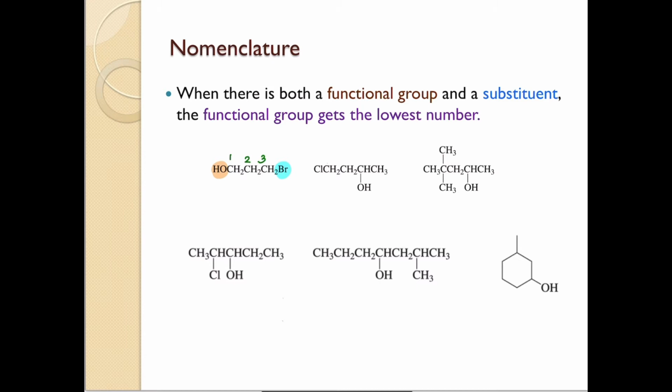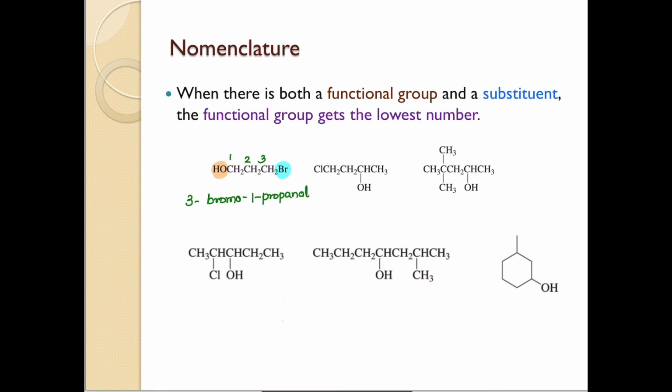Because there are 3 carbons, it should be propanol. It should be 1-propanol. And leaving that part, I have a bromine. But where this bromine is attached, it is attached on the 3rd carbon. So it's going to be 3-bromo, 1-propanol. Let's do the next example.